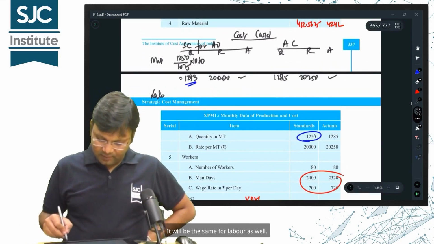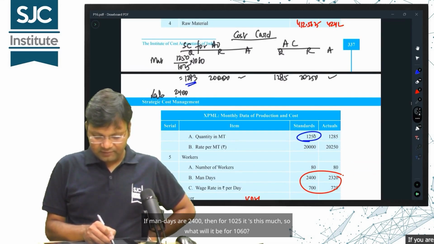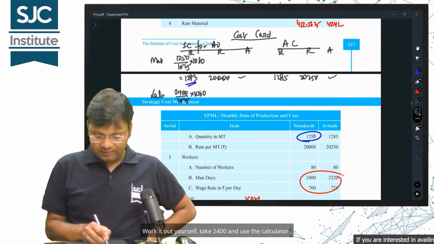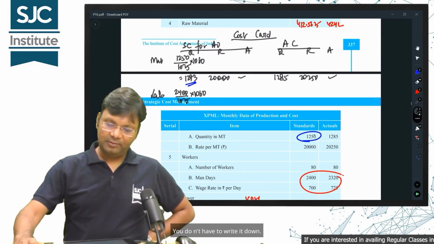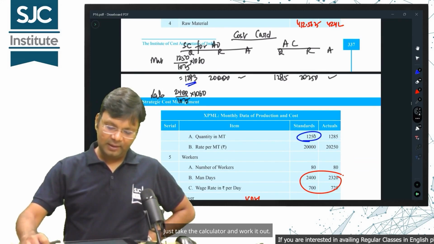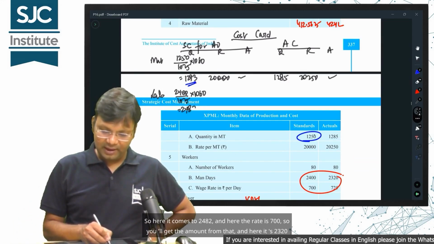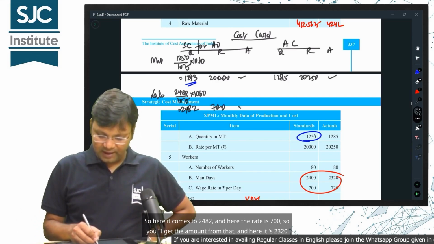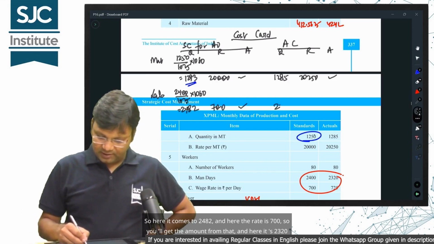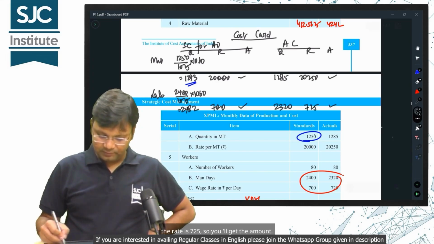It will be the same for labor as well. If man days are 2400, then for 1025 it's this much. So what will it be for 1060? Work it out yourself, take 2400 and use the calculator. You don't have to write it down. Just take the calculator and work it out. So here it comes to 2482 and here the rate is 700, so you'll get the amount from that, and here it's 2320, the rate is 725, so you'll get the amount.